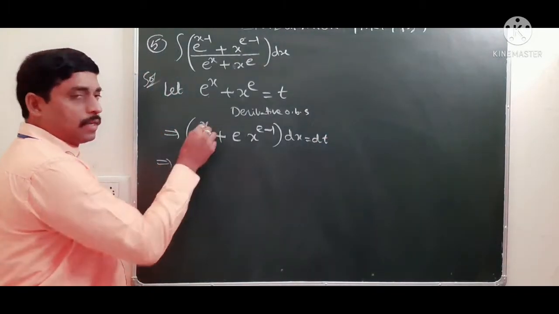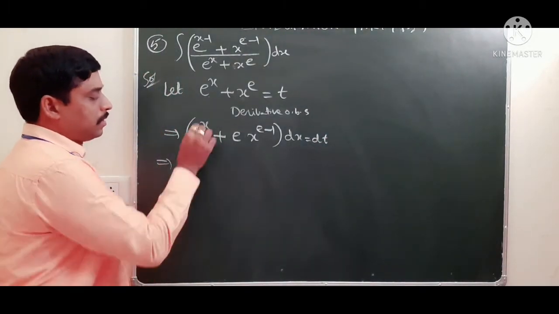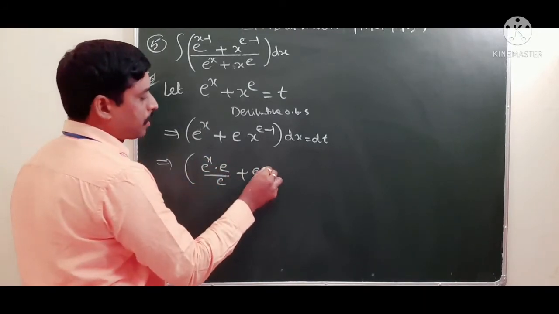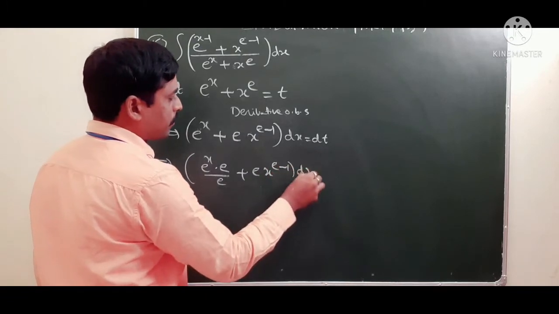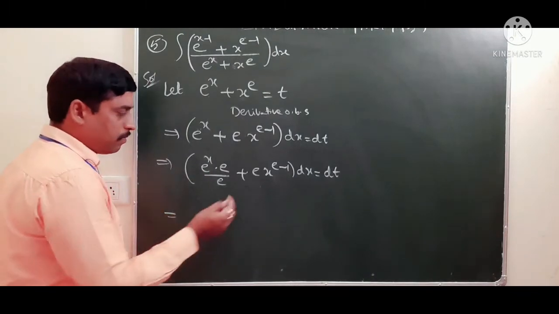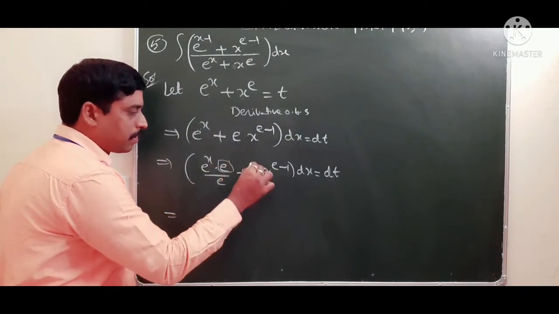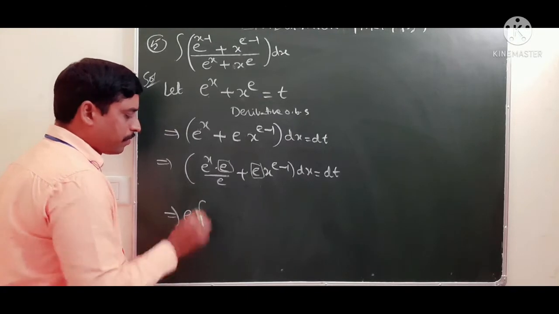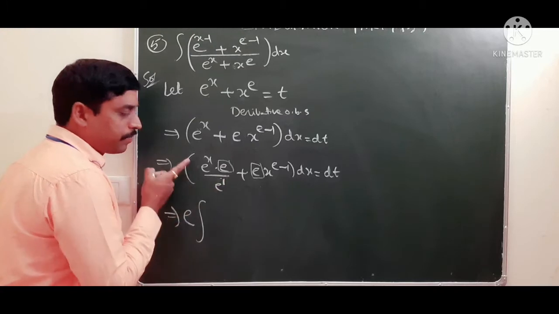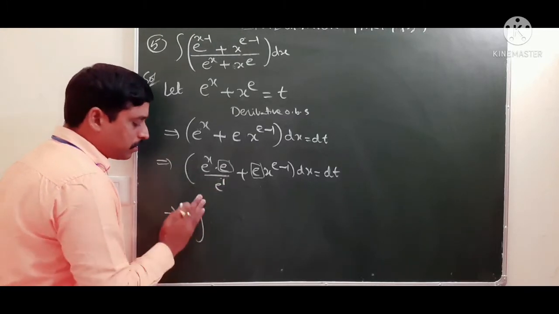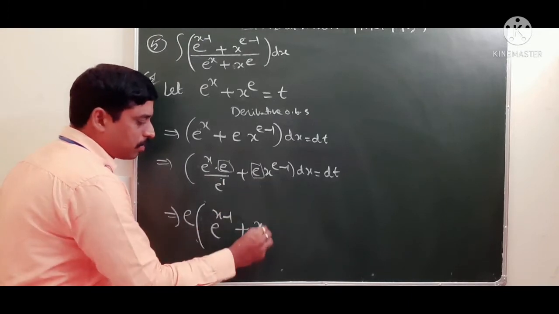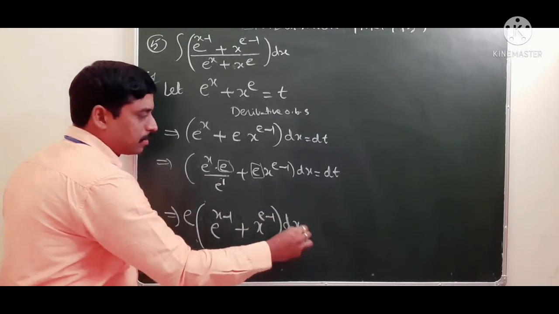Now, in this, multiply and divide by e, plus e into x to the power e minus 1 dx. In this, take out 1 by e common. So e times, e to the power x by e to the power 1, this value will be e to the power x minus 1 plus x to the power e minus 1 dx is equal to dt.